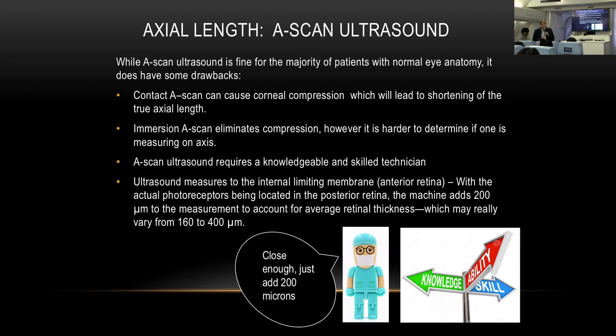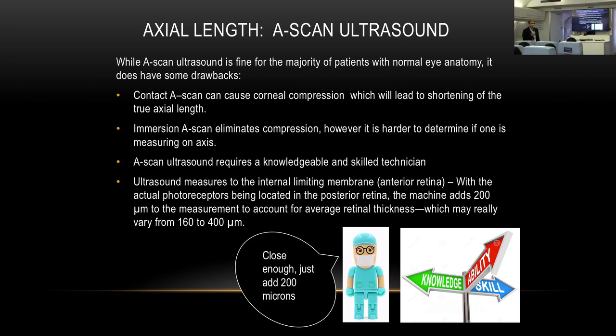So while A-scan ultrasound is fine for most people that we're doing biometry on, it does have some drawbacks. The first is that using the contact method for the A-scan usually always causes some corneal compression, and that artificially shortens the axial length of the eye. The immersion method of doing A-scan eliminates that corneal compression, but it is much harder to determine if you're actually on axis or not. Another drawback for A-scan ultrasound is it actually does require some skill and experience and some practice. It's not just something anybody can do. The person doing it really needs to have a little background information to get it right.